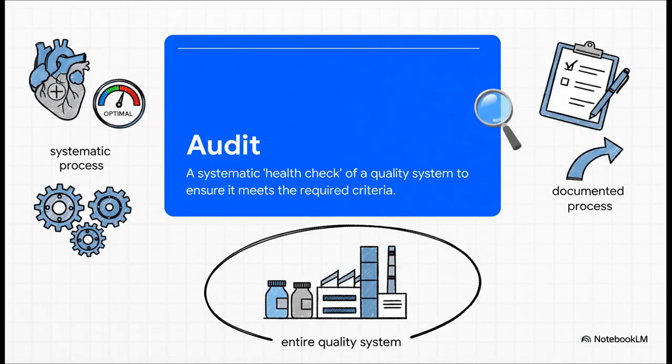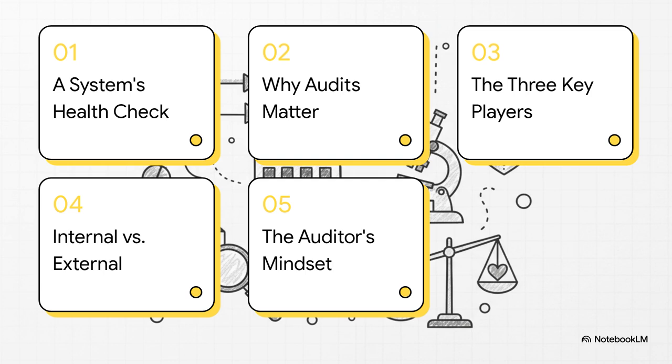So what exactly is an audit? Well, the official definition can sound super formal, right? A systematic, independent, and documented process. But the core idea is actually pretty simple. The best way to think about it, as you can see, is like a really thorough health check for a company's entire quality system.